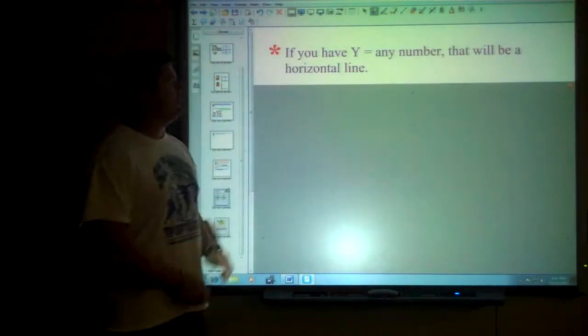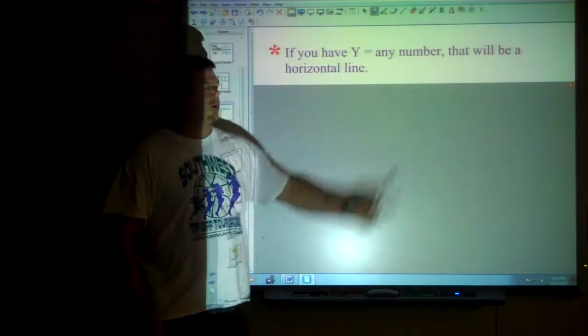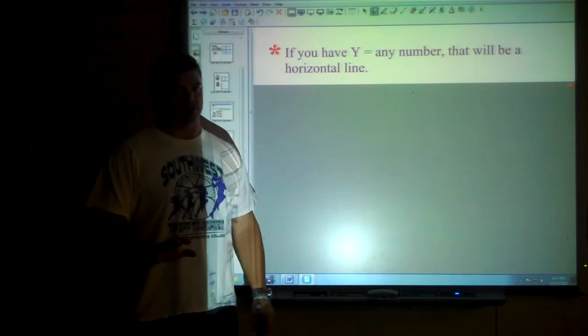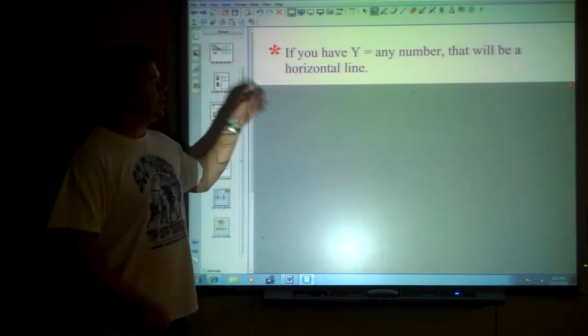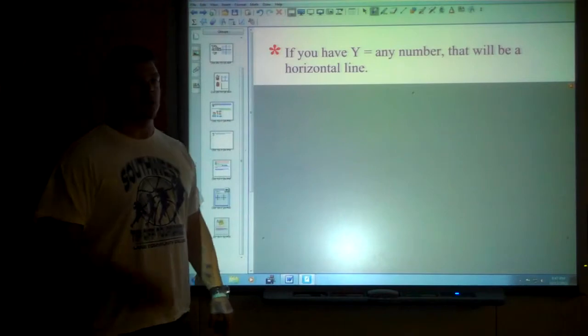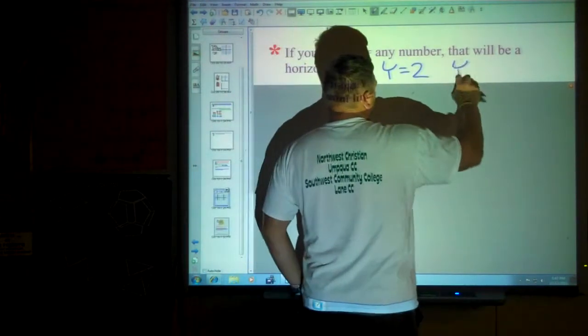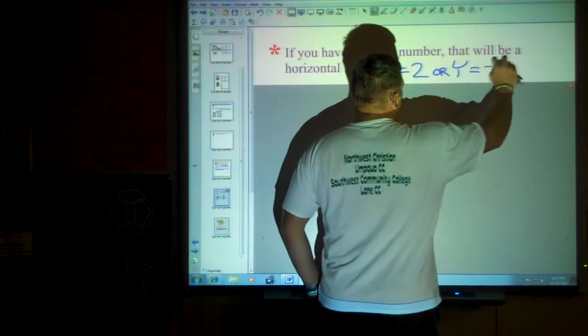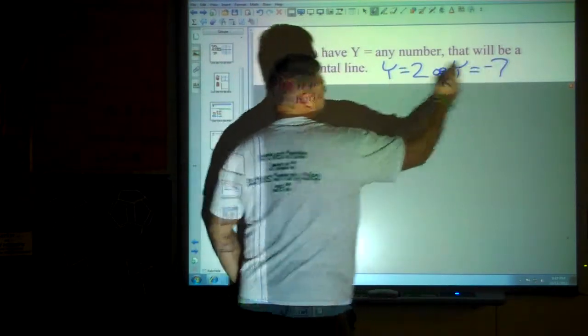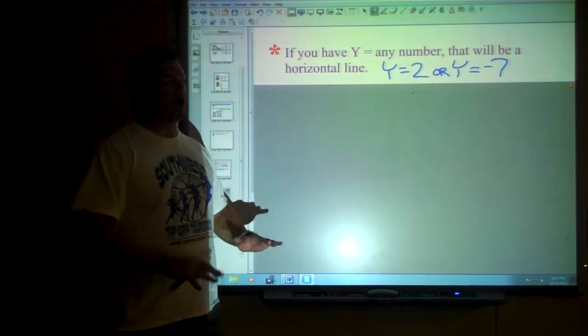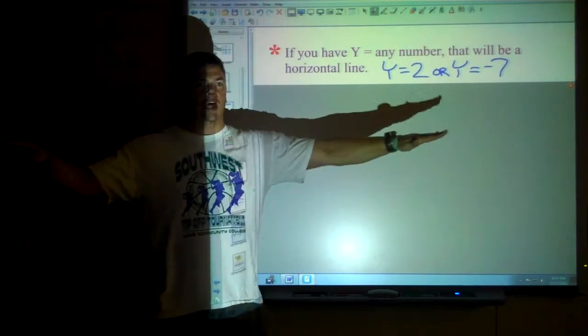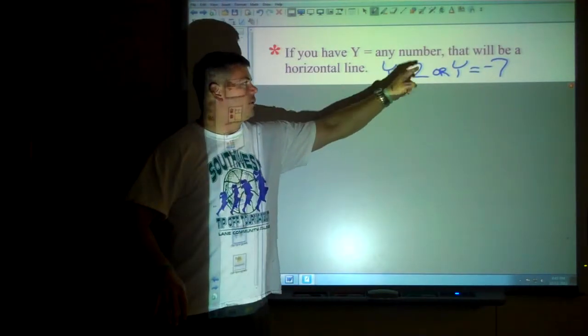First of all, if you have y equals any number, these are special circumstances. If you have y is equal to any number, you're going to have a horizontal line. What I mean by that is if you see y equals 2 or y equals negative 7, you'll notice there's no x in this at all. You just have y. Then you're going to have a horizontal line that crosses at that number.